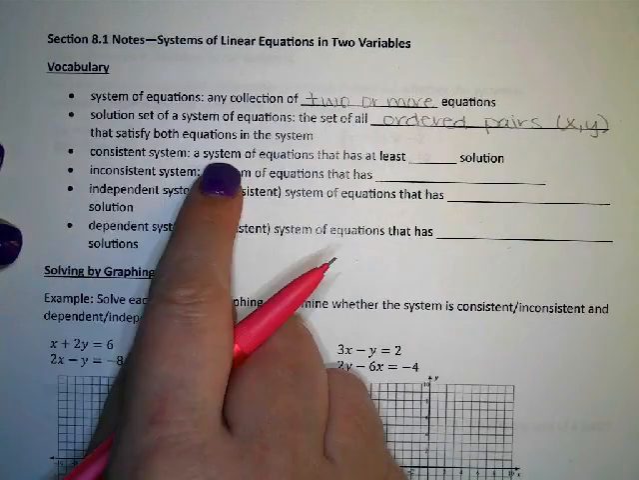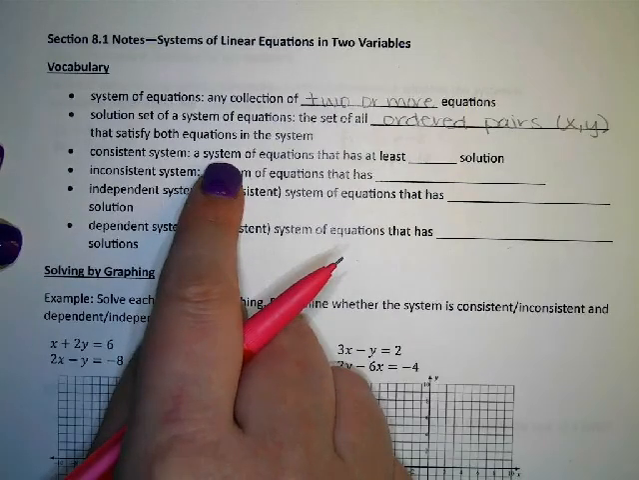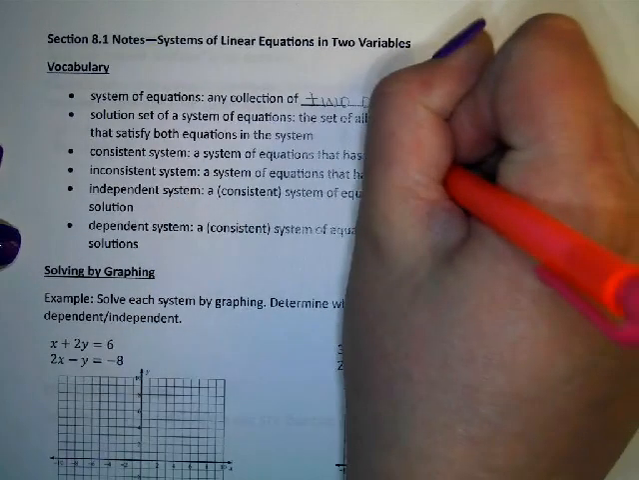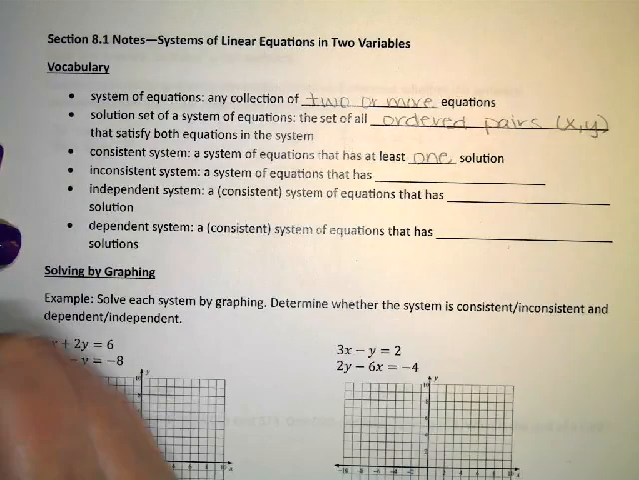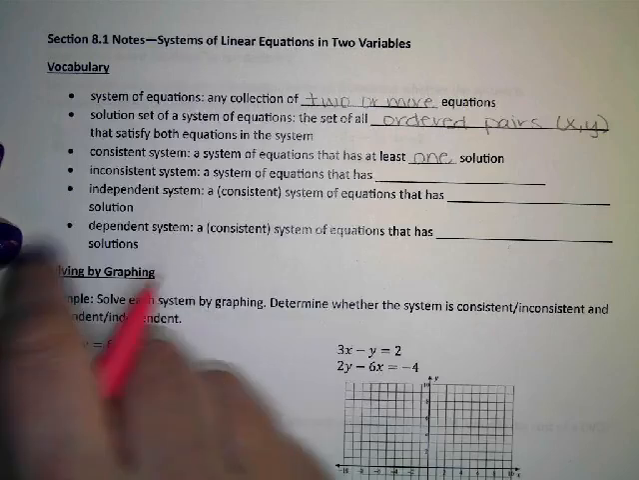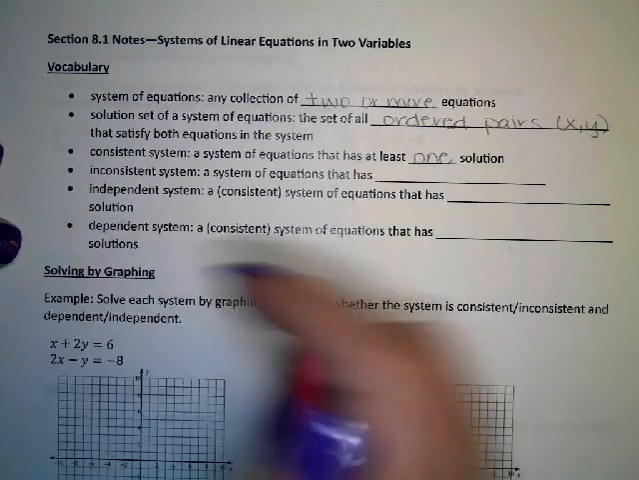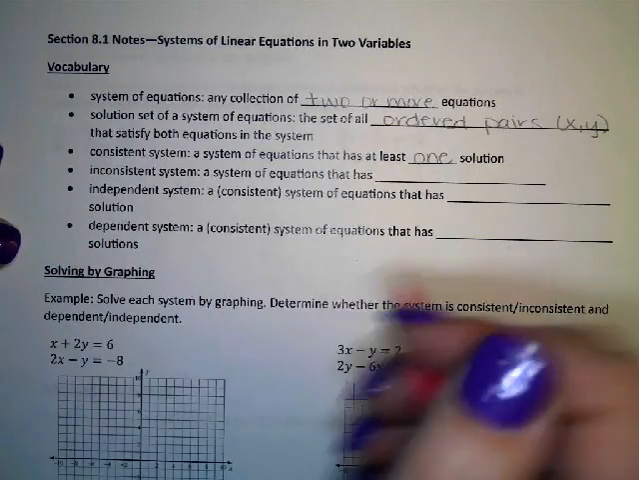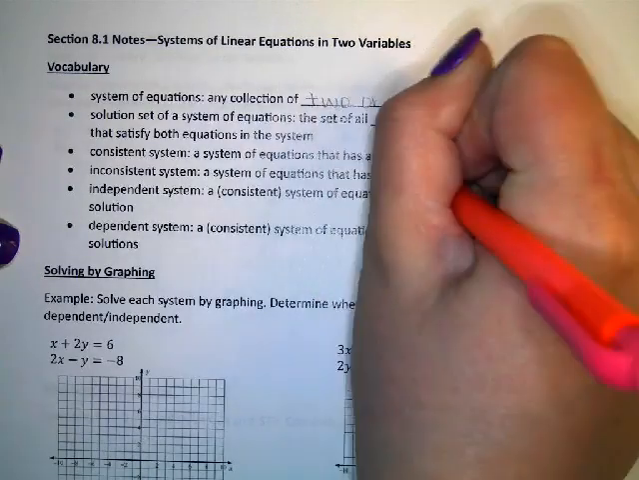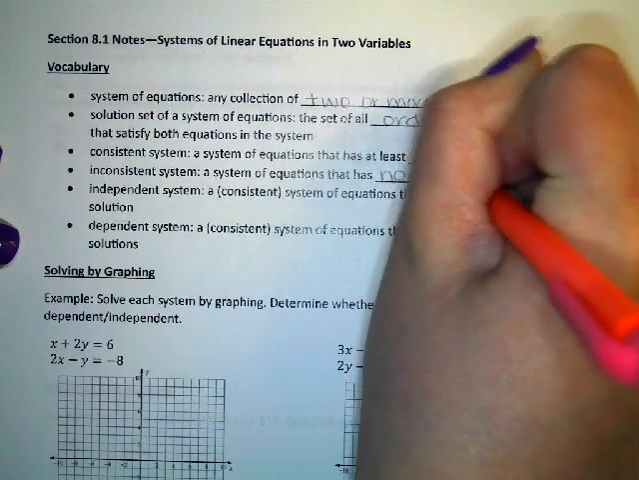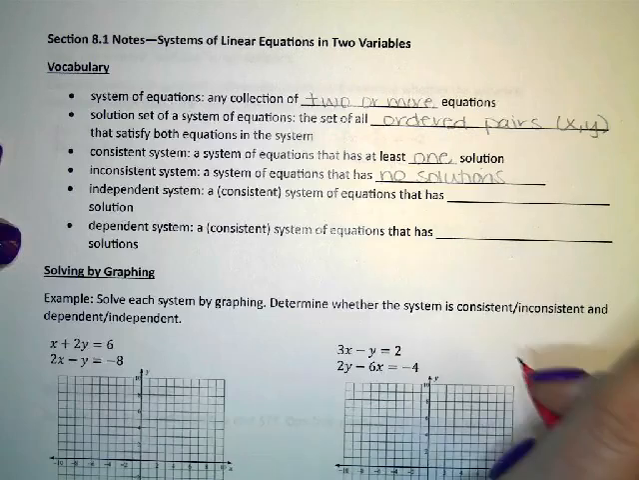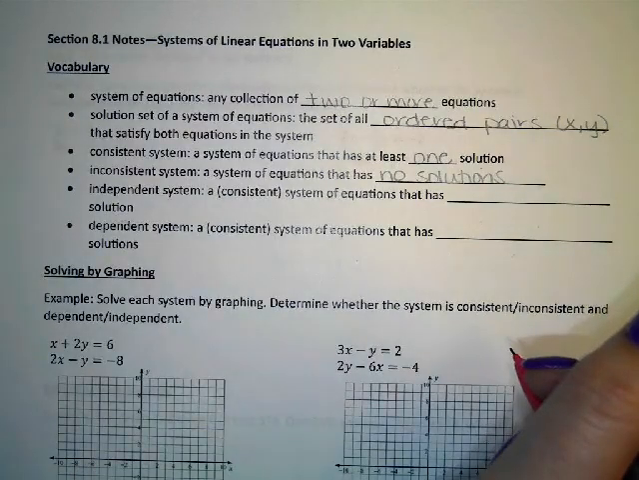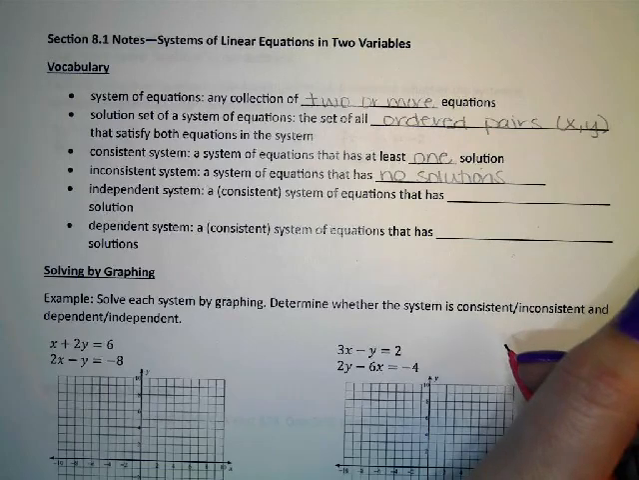A consistent system is a system of equations that has at least one solution. That means you have two lines that cross, and they cross at one point. An inconsistent system is a system of equations that has no solutions. No solutions would mean that your two equations, or your more than two equations, are parallel to each other, so they don't cross at all.